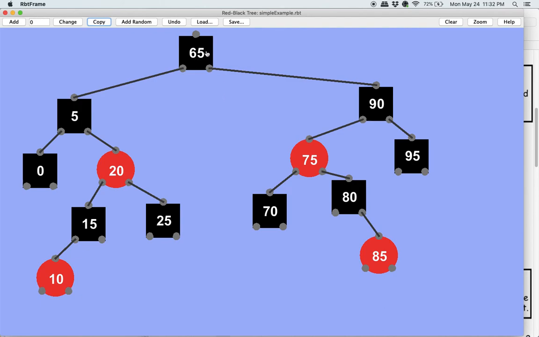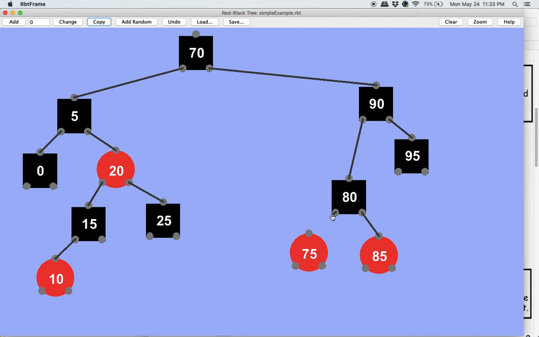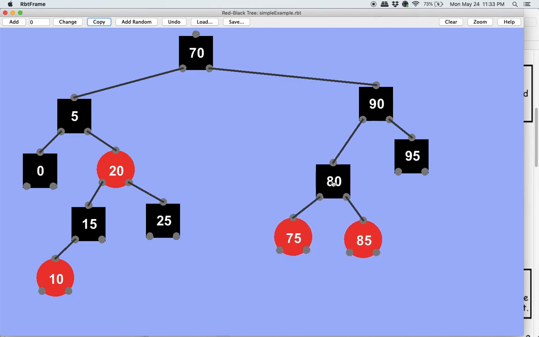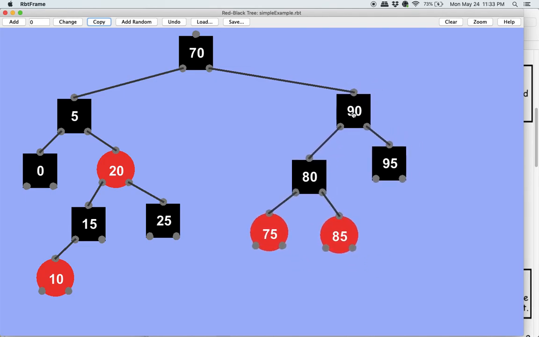Let's delete the 65. Find the in-order successor. Right, left, left, left. And finally find the 70. Do the data replacement here. Delete the 70. Shortness coming up here since it was black. Parent is red, therefore I rotate the sibling over the parent. And that gives me that. Again, I have a valid red-black tree of height 3.